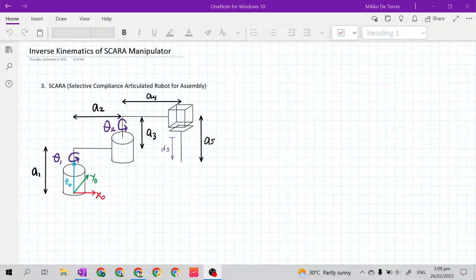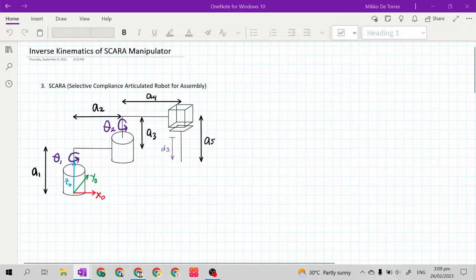Good day, class. In this video, we will continue to derive the inverse kinematic solution of our mechanical manipulators. So, for today, we will derive the inverse kinematic solutions of the SCARA Manipulator, or the Selective Compliance Articulated Robot for Assembly.